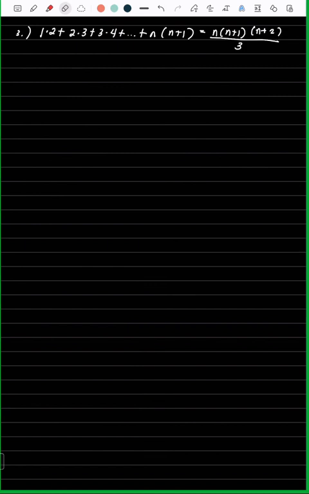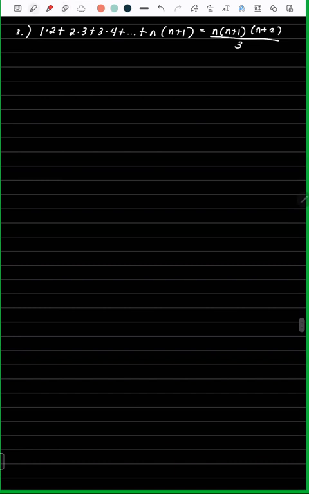So again, the first step is to verify. So we are going to verify for n is equal to 1, 2, and 3. Again, on the right side of our equation would be n times n plus 1, n plus 2 over 3. And on the left side would be the first term of the sequence. So 1 times 2 would be equivalent to 2.